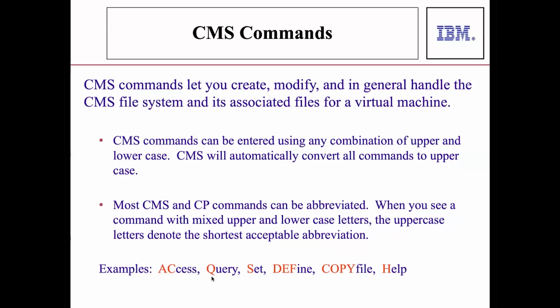So AC is an access, Q is a query, S is a set, DEF is define, COPY is copy file, all that kind of stuff. So when you see things documented that way, that's what it means. And also that's why you see sometimes when things are documented, you may see somebody entering Q space DASD, or you may see it as query DASD. They're both valid because they can all be abbreviated, or most of them can be abbreviated.